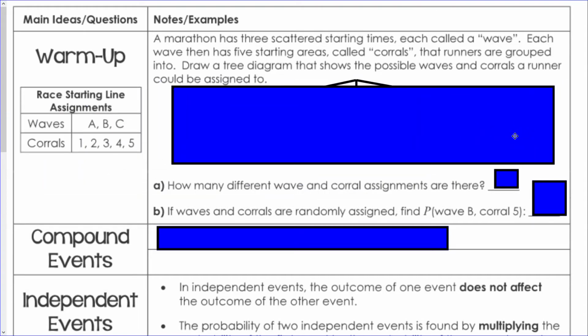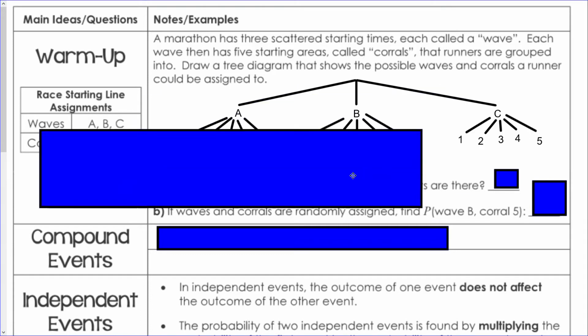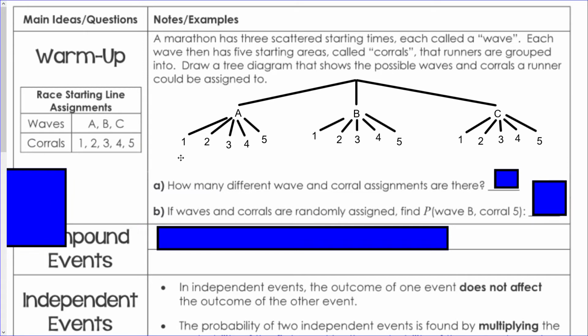So your tree diagram, which again can be drawn in any direction, but if you have a skinny space like this, it's probably best to go downward or upward. And what you should have had, you've got three different choices, A, B, and C. They've got the choices conveniently laid out for you right there, and 5 possible corrals that you could end up in. So how many different wave and corral assignments are there?